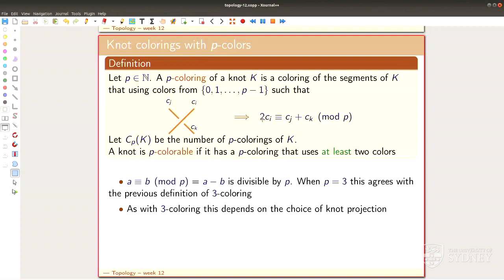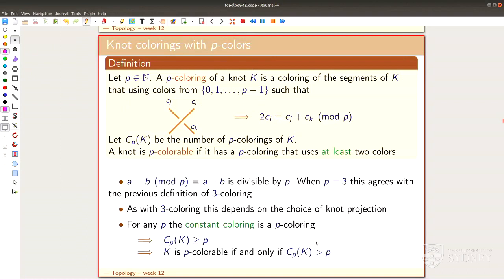And note again, it's very, very important that for p-coloring, we always have at least p colors, namely the trivial ones. The color labels are 0, 1, up to p minus 1. And the interesting cases are those where this inequality is strict. So note the difference here, strict versus not strict. And these are the p-colorable knots.